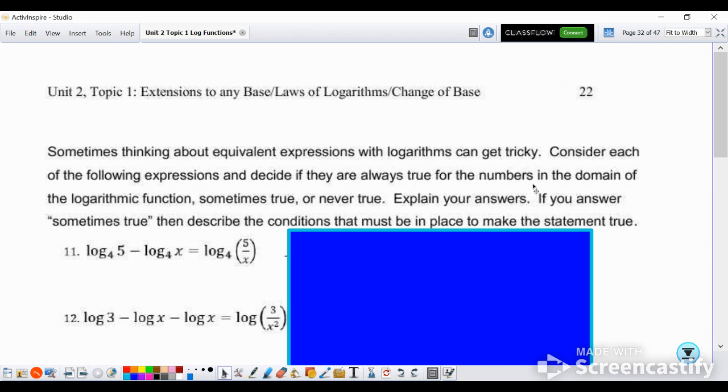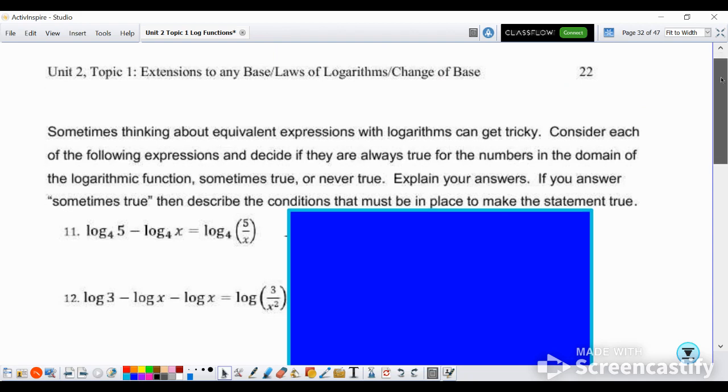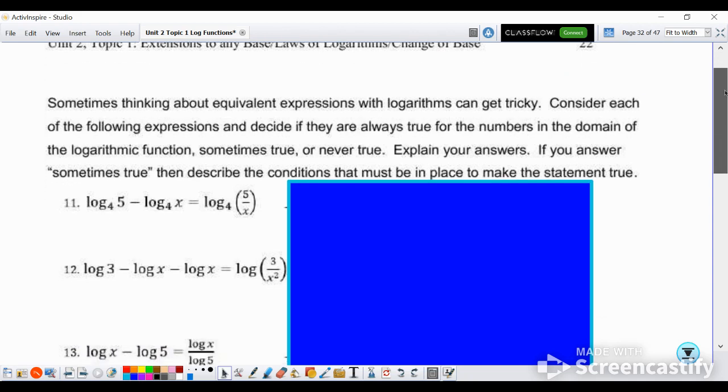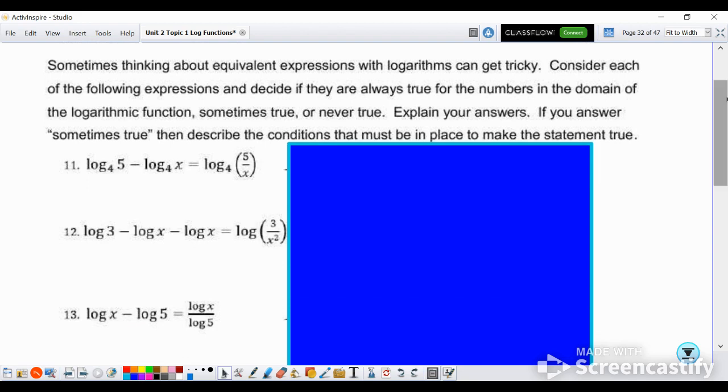On page 22, these are going to be sometimes true, always true, or never true based on our understanding of the log rules. So I'm going to do the first two, and for the rest, I suggest that you hit the pause button if necessary, and try these on your own before replaying the video and seeing the answer.